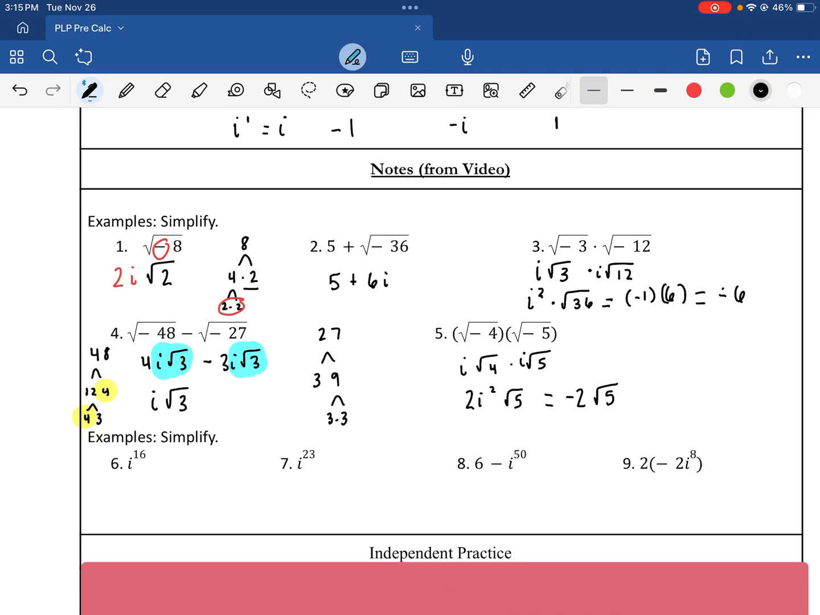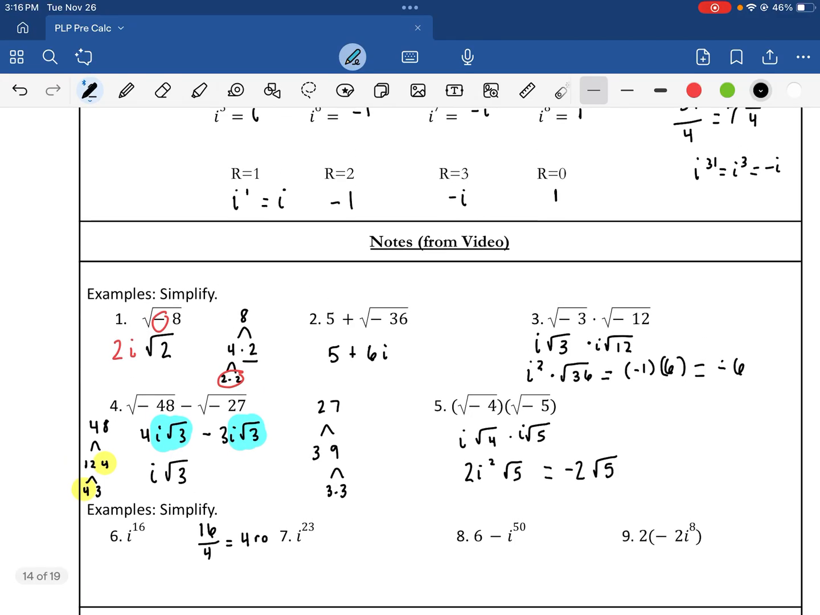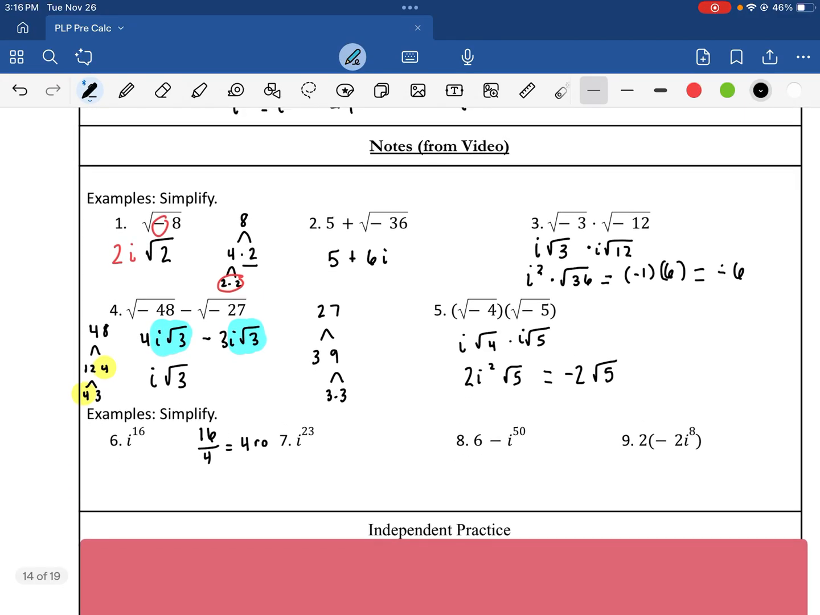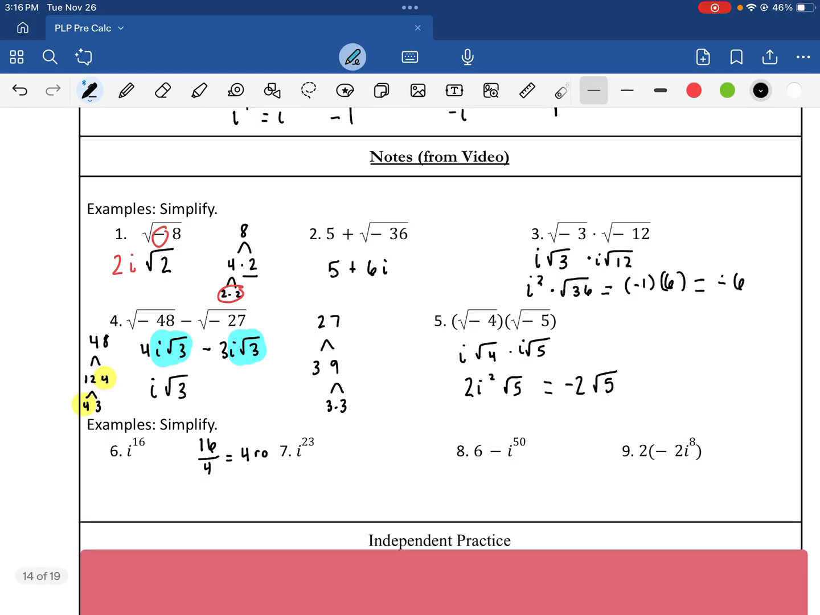Now we've got I to the 16th power. So you want to take that 16 divided by 4. That gives us 4 with a remainder of 0. When we had a remainder of 0, if you look up above, our value is just 1. So I to the 16th power equals 1.